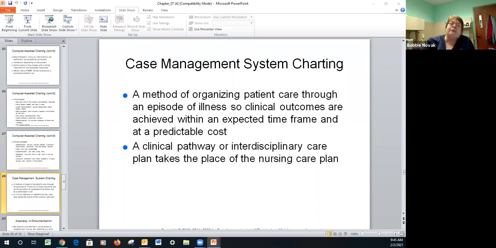And then the last type is case management charting system. It's a method of organizing patient care through an episode of illness. So if they come in with clinical congestive heart failure, the case management system will say, well, within 3 days, they should have gone from fluid overload to normal fluid balance. And this is how you're going to achieve that. It's a flow sheet that says, yes, we did, or no, we didn't. So, this takes the place of your nursing care plan. So if you have a clinical pathway or an interdisciplinary care plan, we don't need to write our own care plan. It's all there on the clinical pathway.